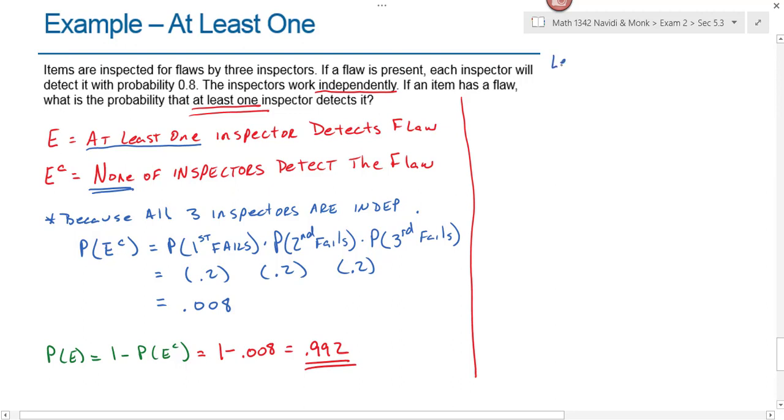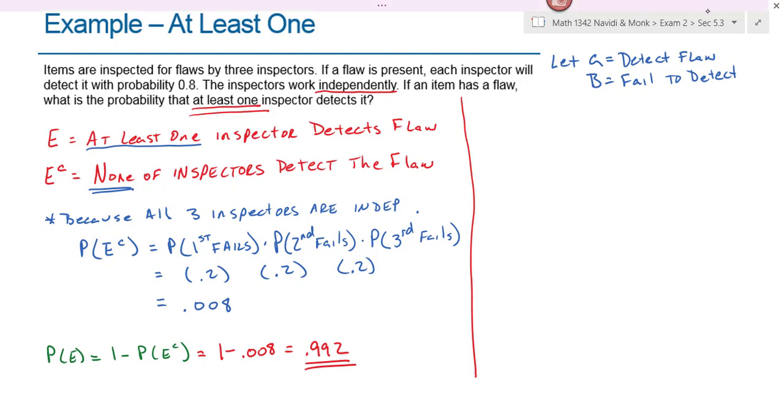So I'm going to let G be detecting the flaw, and I'm going to let B be failing to detect the flaw. If you want to know why I picked those letters, G for a good call, B for a bad call. To get at least one inspector to make a good call, I could have a bad call, but then one of them's got to make a good call, right?